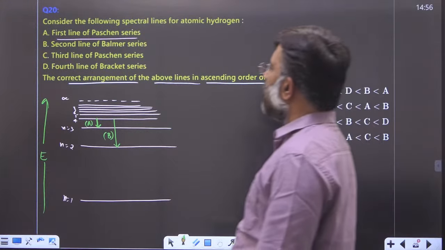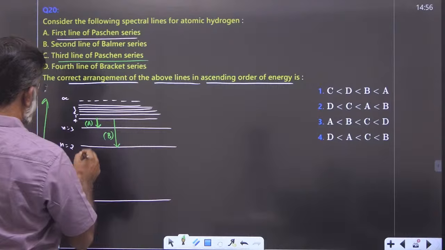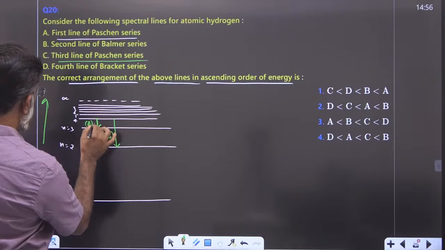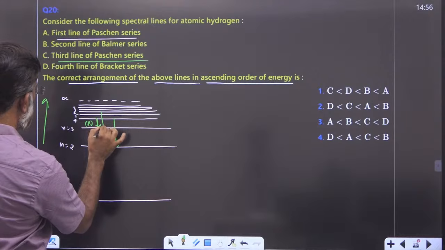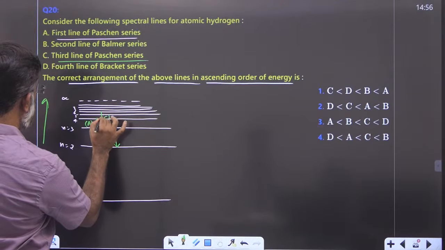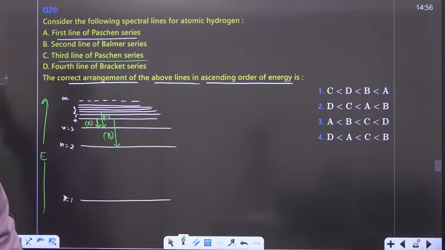Then the third line of Paschen series. This is the first line of Paschen series, second line, third line. This is the third line of Paschen series, C. Definitely C is greater than A.